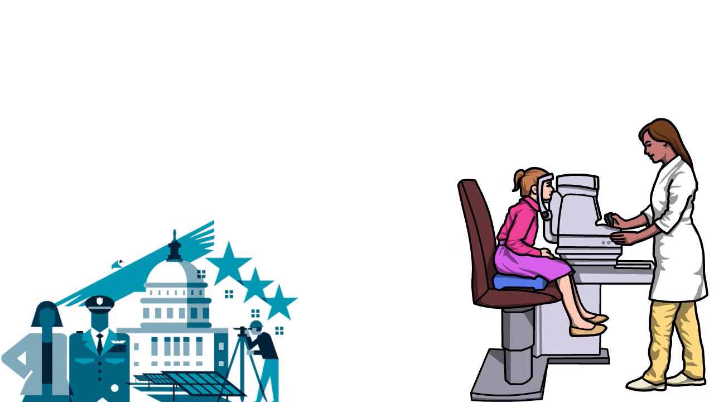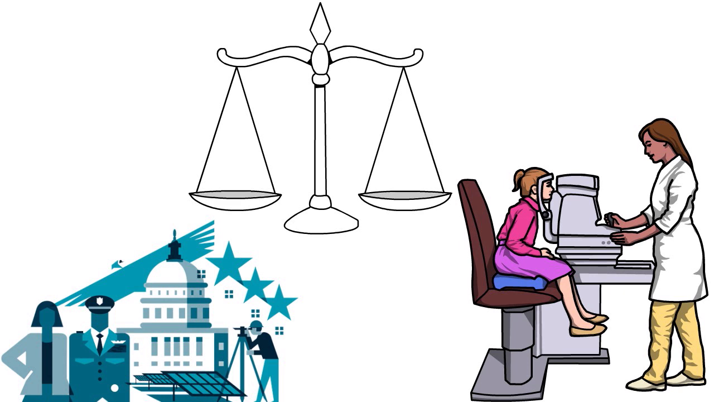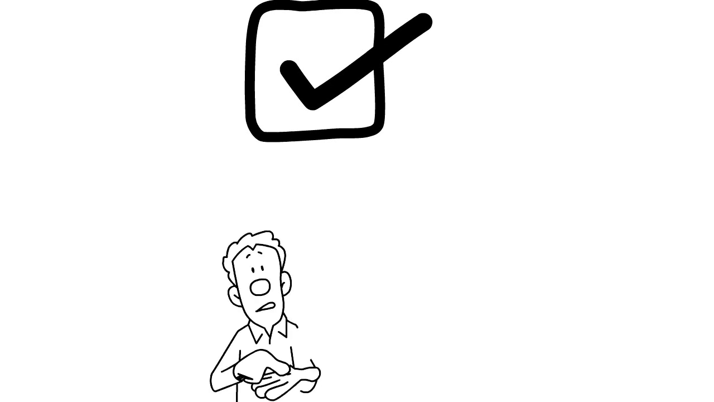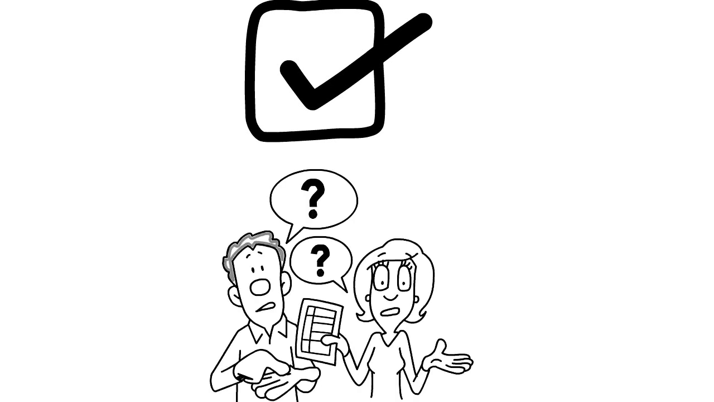It's not about physical proximity. It's about legal proximity. So what is a qualifying child, by the way, you might ask? The eligibility of a qualifying child or dependent extends beyond just your own son or daughter. To be considered a qualifying child, the child must meet the criteria in each of the following categories.